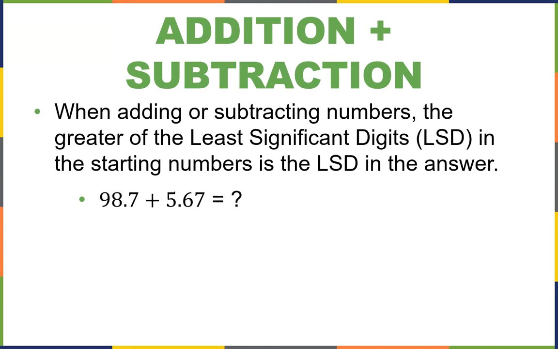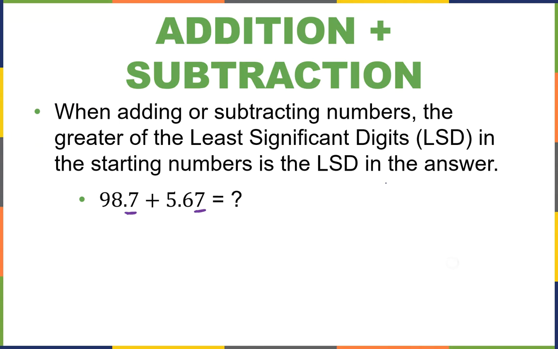What you do is you determine what the least significant digit of each number is. So the least significant digit is the farthest one to the right. So here it's in the 10th place. Here it's in the 100th place. The greater of those is the least significant digit in your answer.